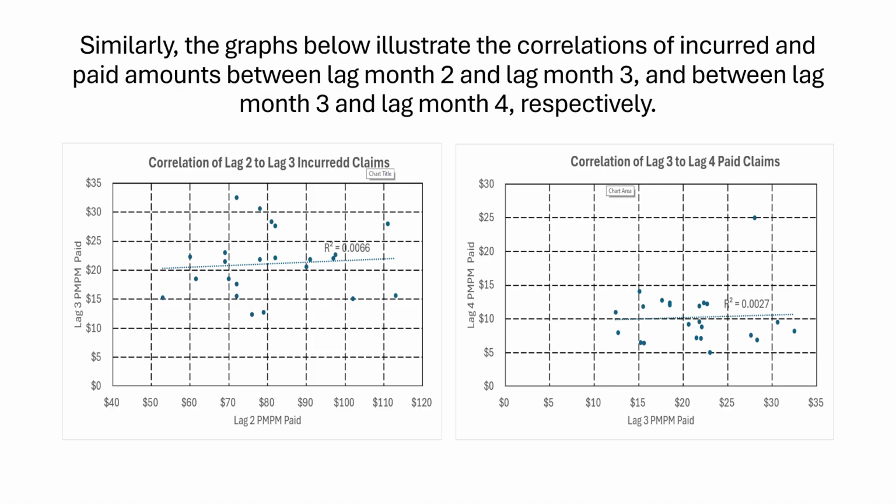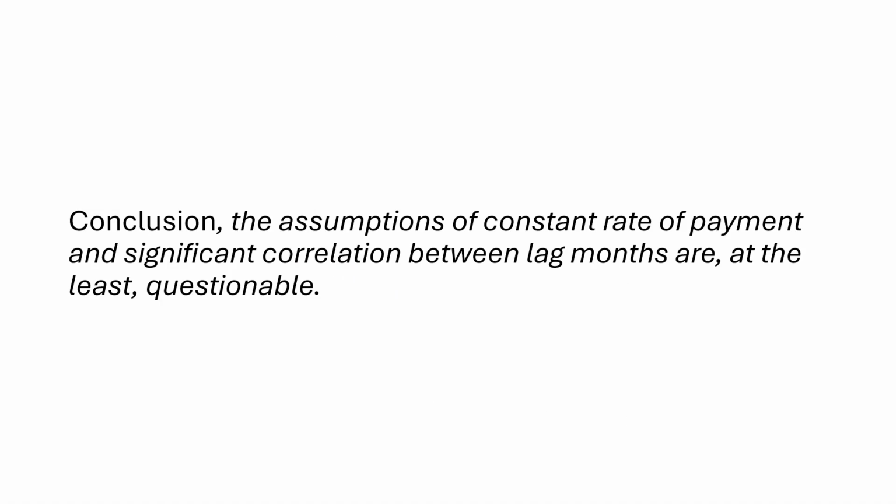Here are similar graphs showing the relationships between per member per month paid amounts in lag month 2 and lag month 3 in the left-hand graph, and between lag months 3 and 4 in the right-hand graph. In both cases, the coefficients of determination are essentially 0, hence no real relationship exists. Therefore, the assumptions of constant rate of payment and significant correlation between lag months are at the least questionable.